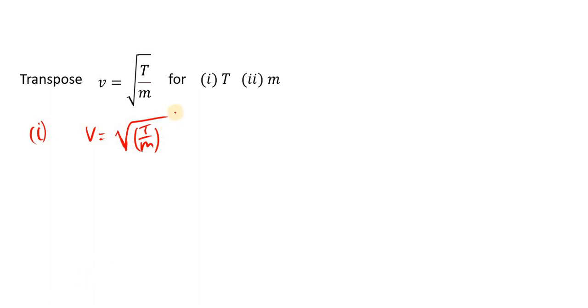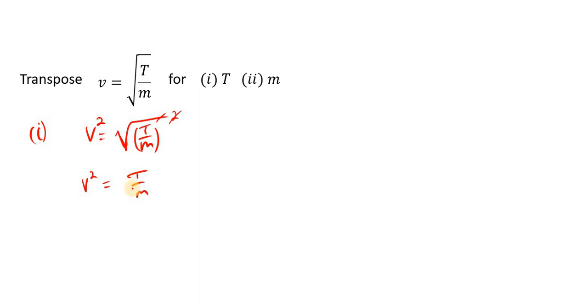So I'm going to square this side, and I'm going to also square this side. Now, when you square a square root, it cancels out. So what we have remaining is t divided by m. And over here, we'll have v squared. Now, of course, we can do the next step in several ways.